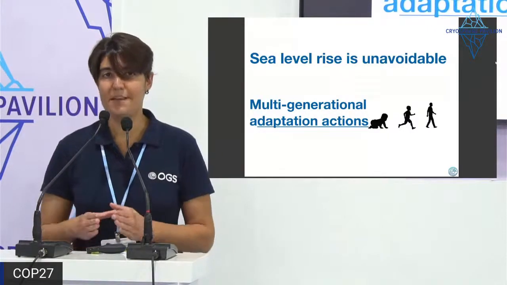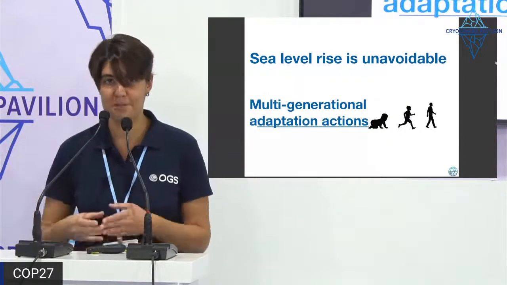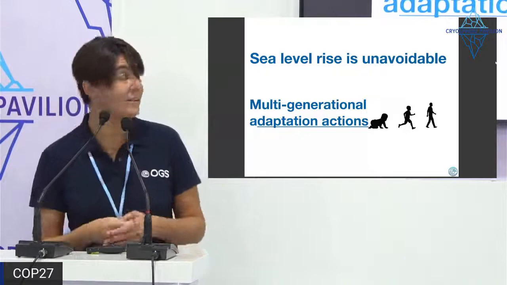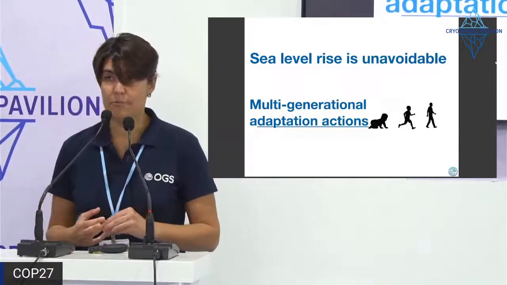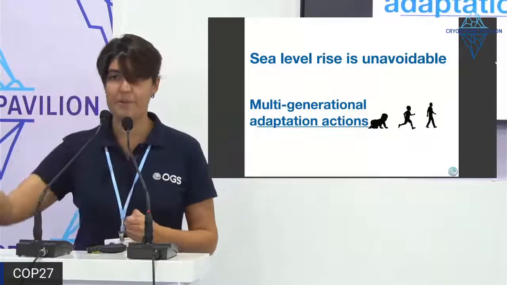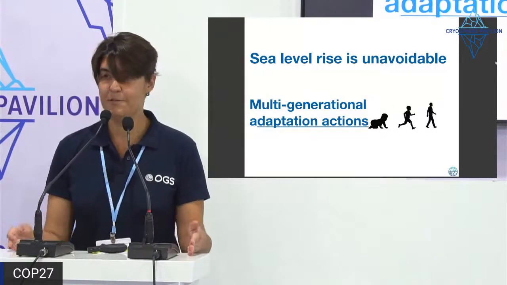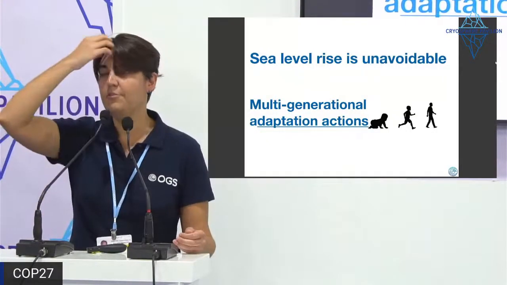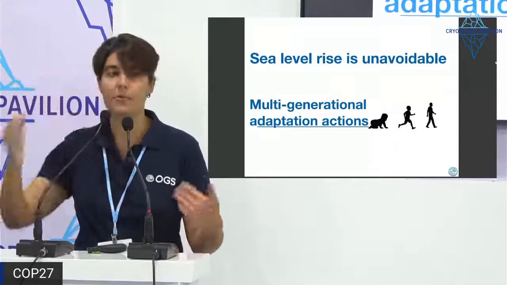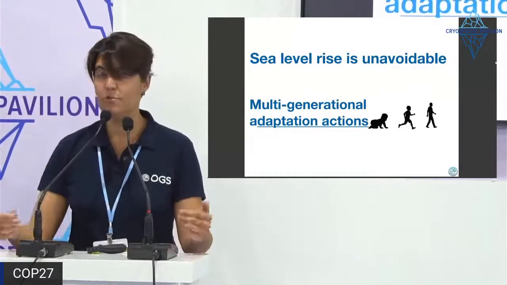So this means that we have to adapt. It's not something that we just have to think about for the near future. We need to adapt anyway. And it's multi-generational adaptation actions that we have to plan, because it's not today we plan for 20 centimeters of sea level rise. No, we have to think about perhaps a century or two ahead, to say, okay, we have to protect our coast for a multi-meter sea level rise, at least 2 to 3 meters.